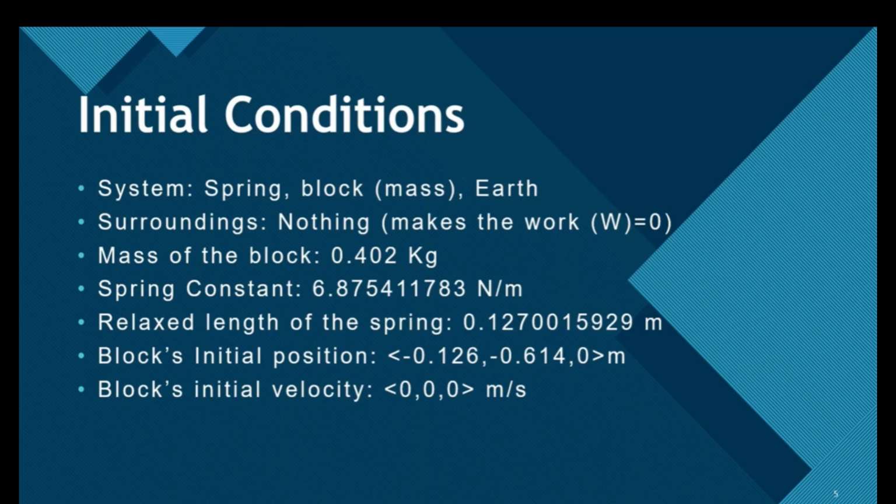which makes work 0. The mass of the block is 0.402 kilograms. The spring constant is about 6.88 newtons per meter. The relaxed length of the spring is 0.127 meters. The block's initial position is shown, and then the block's initial velocity is all 0.